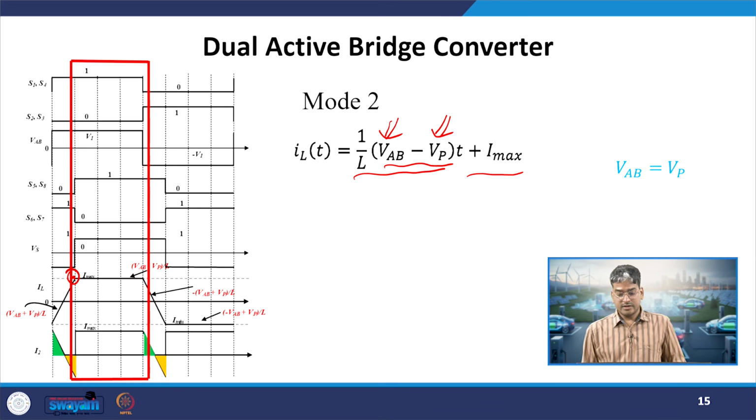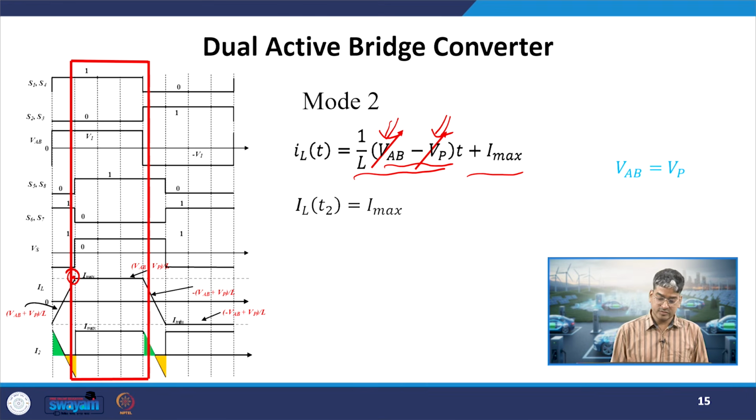So, here VAB is assumed as VP. So, the slope will become equal to 0. So, in this entire mode 2, the current will be fixed. It will be at a value of I max.